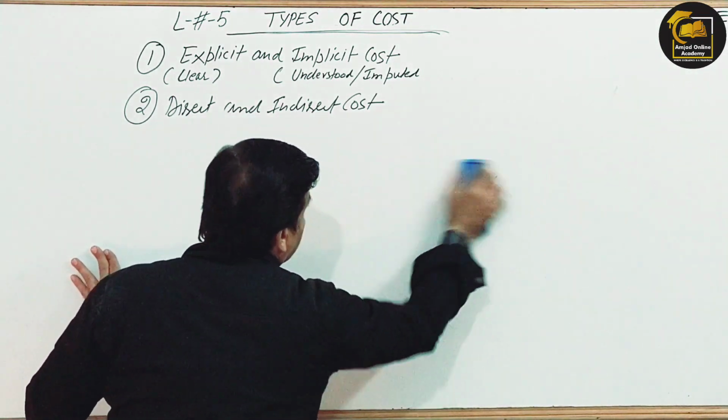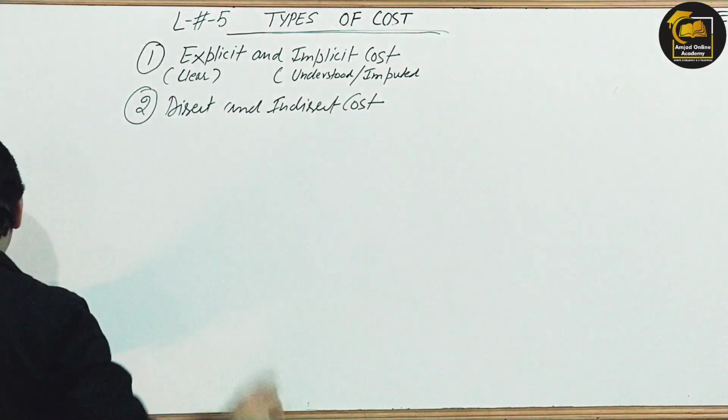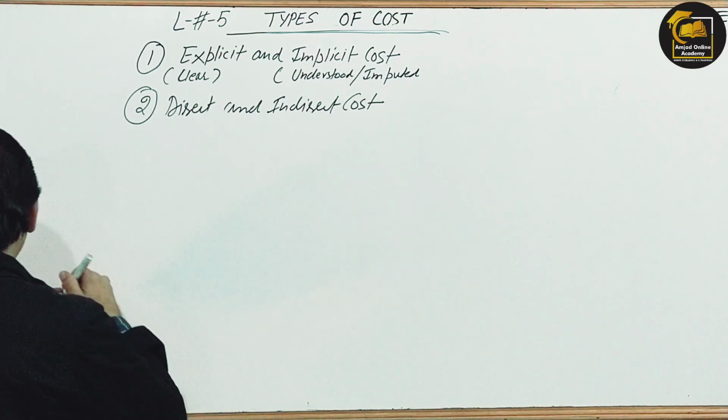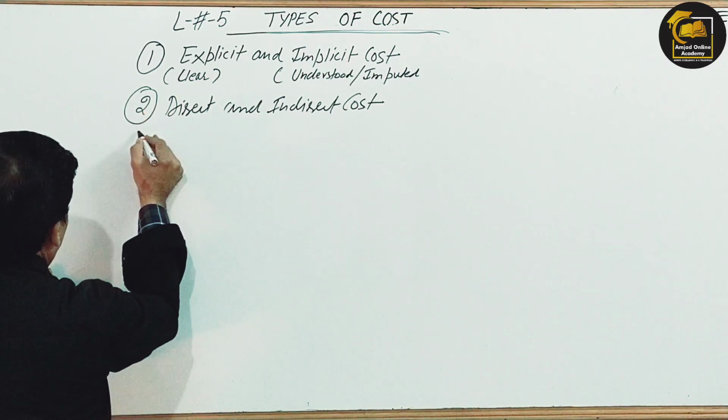Now coming to the third classification, which is relevant and irrelevant cost.